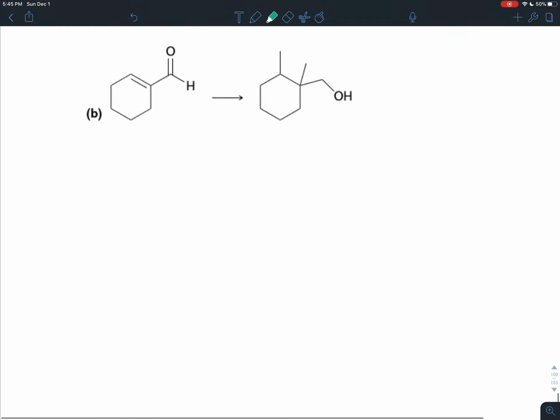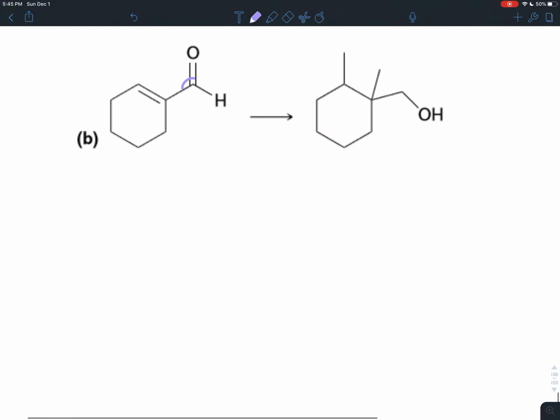Okay, let's apply that same thinking to this next exercise. So here we have an alpha-beta unsaturated aldehyde, right? You have the carbonyl carbon, next to that is your alpha carbon, and next to that is your beta carbon, so alpha-beta unsaturated. And what you notice is that we add two groups onto that. Onto the beta carbon, we have a methyl group. And onto the alpha carbon, we also have a methyl group.